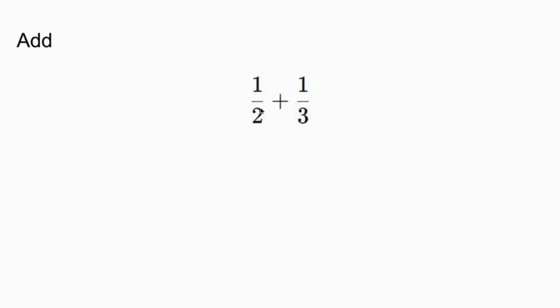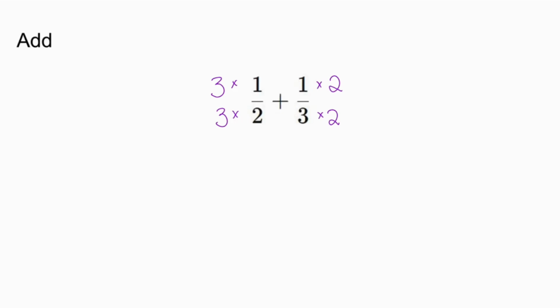So how can I turn this denominator of 2 into 6? Multiply by 3. Whatever I do to the denominator, I have to do to the numerator, so I'm going to multiply both of those by 3. How do I turn 3 into a denominator of 2? Well, multiply by 2. And whatever I do over here, I do over here as well.